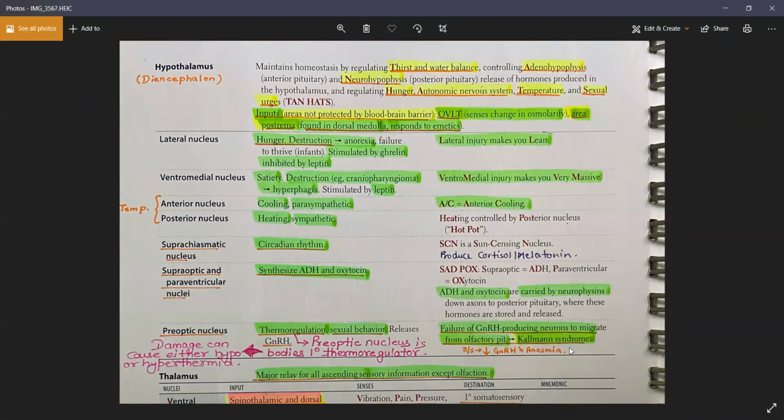Is that okay? Any doubt on any nucleus of the hypothalamus? No, thank you. Okay, so we will wind up here for now, and from tomorrow we'll start with the thalamus. Is that okay?